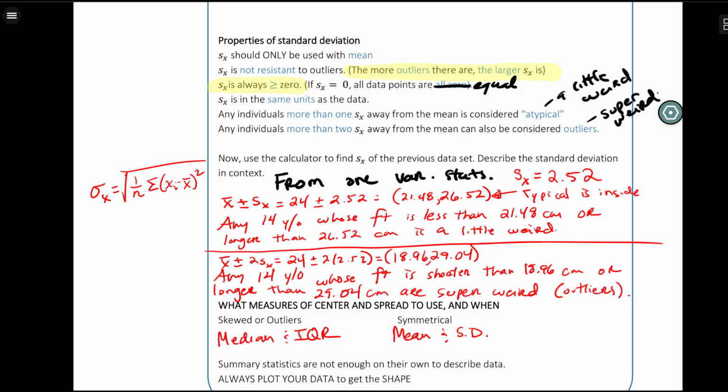Remember that the summary statistics that you've been working with the last couple of days are generally not enough on their own to describe data. The graph that you draw is going to really paint the whole picture, and that's going to give you all of the shape, unusual features, center, and spread. Use these tools to really address your unusual features, your center, and your spread, but use your picture to address the shape.